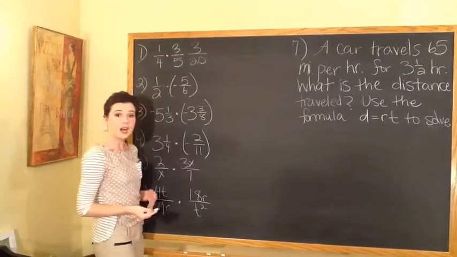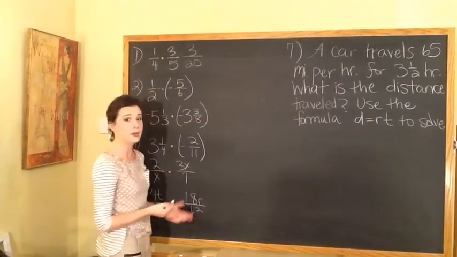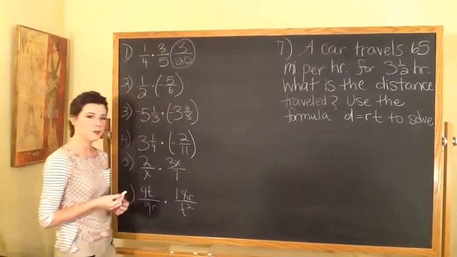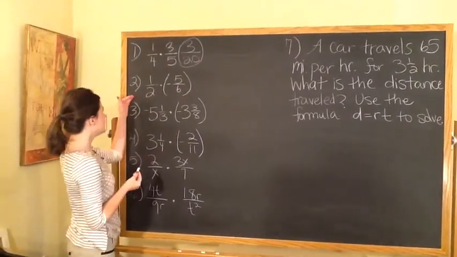And since 3 does not go into 20 at all, and nothing can break down 3 anymore, it's in simplified form. So 3 over 20 is our simplified answer. Now here we go. Let's look at example number 2.